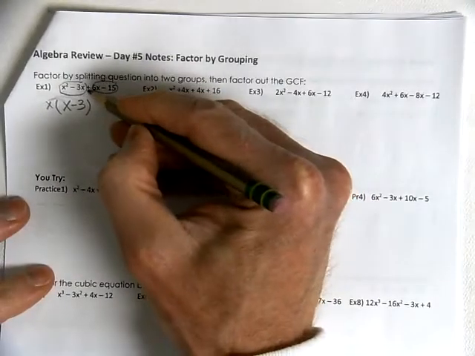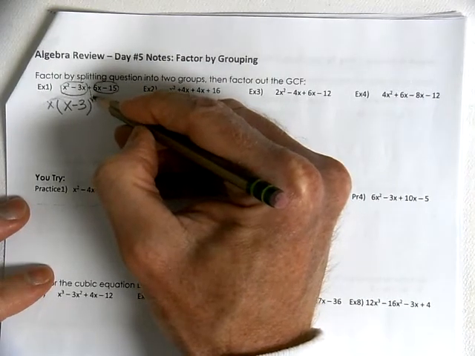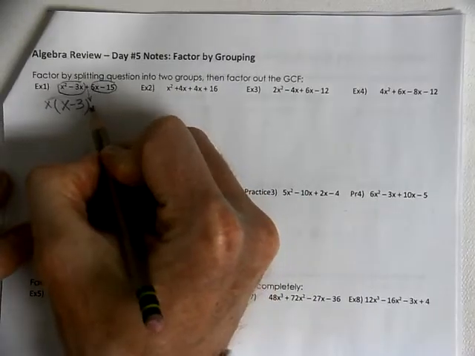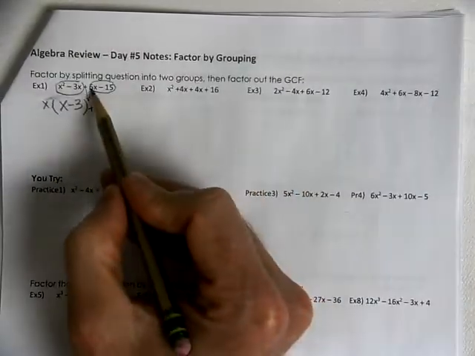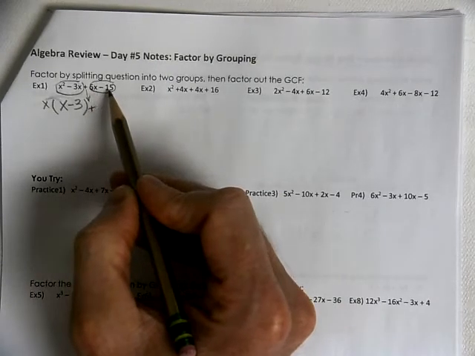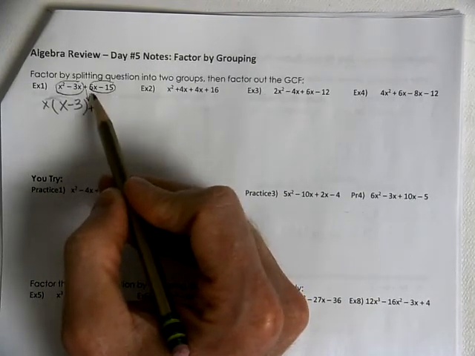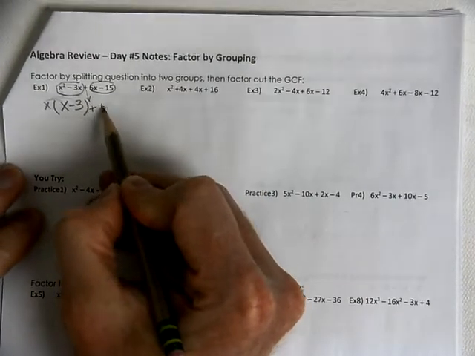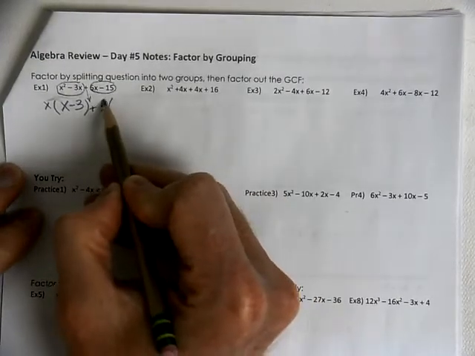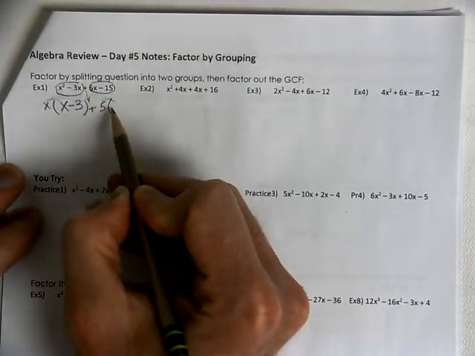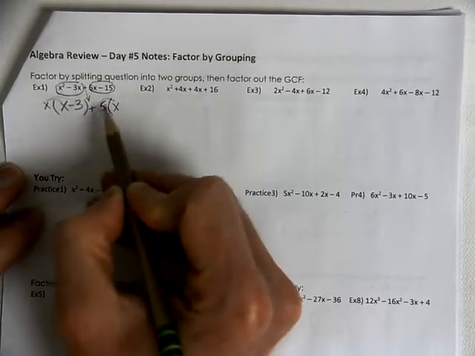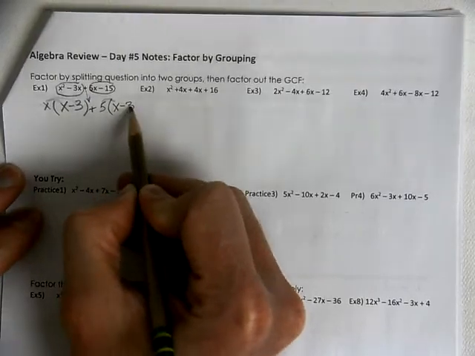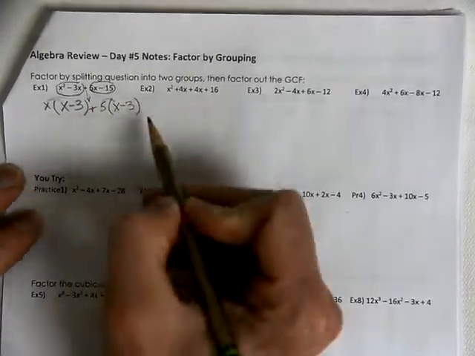Then we bring down the sign that is in the middle of the two circles. So that's a plus. Then we look at our next two values. This is a 5. This is a 15. What can we divide into 5 and into 15? Of course, a 5. So 5 times what makes 5x? So 5 times x makes 5x. Positive 5 times a negative 3 makes a negative 15.